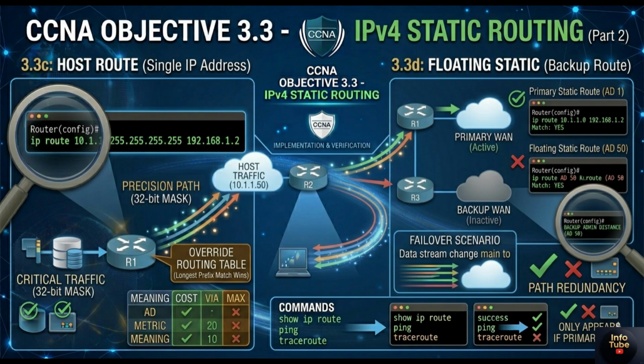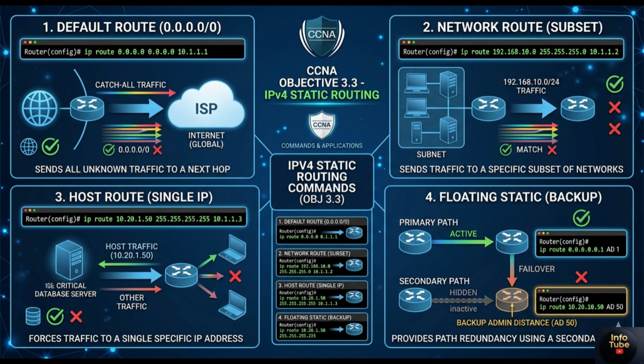3.3d, Floating Static Route, the backup plan. This is a clever trick used for redundancy. A floating static route is a backup route that only appears in the routing table if the main route fails. How do we do this? We change the administrative distance, AD. Remember, a standard static route has an AD of 1. If you create a second static route but give it an AD of 50, the router will ignore it because 1 is more trustworthy than 50. However, if the cable for the primary route gets cut, that AD 1 route disappears. The router then floats the AD 50 route into the table to save the day.